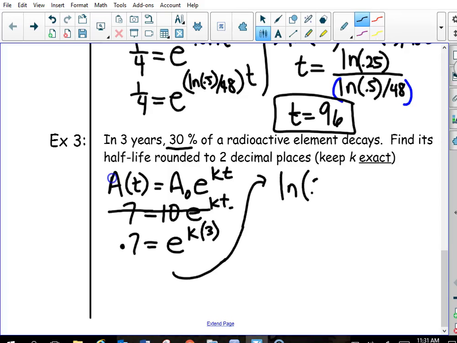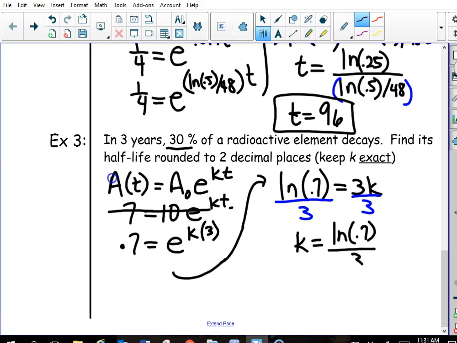So ln of 0.7 is equal to 3k, because the ln on the right-hand side canceled out e. And we're just going to divide by 3. K is exactly equal to ln of 0.7 divided by 3. And that's what they expect you to enter.